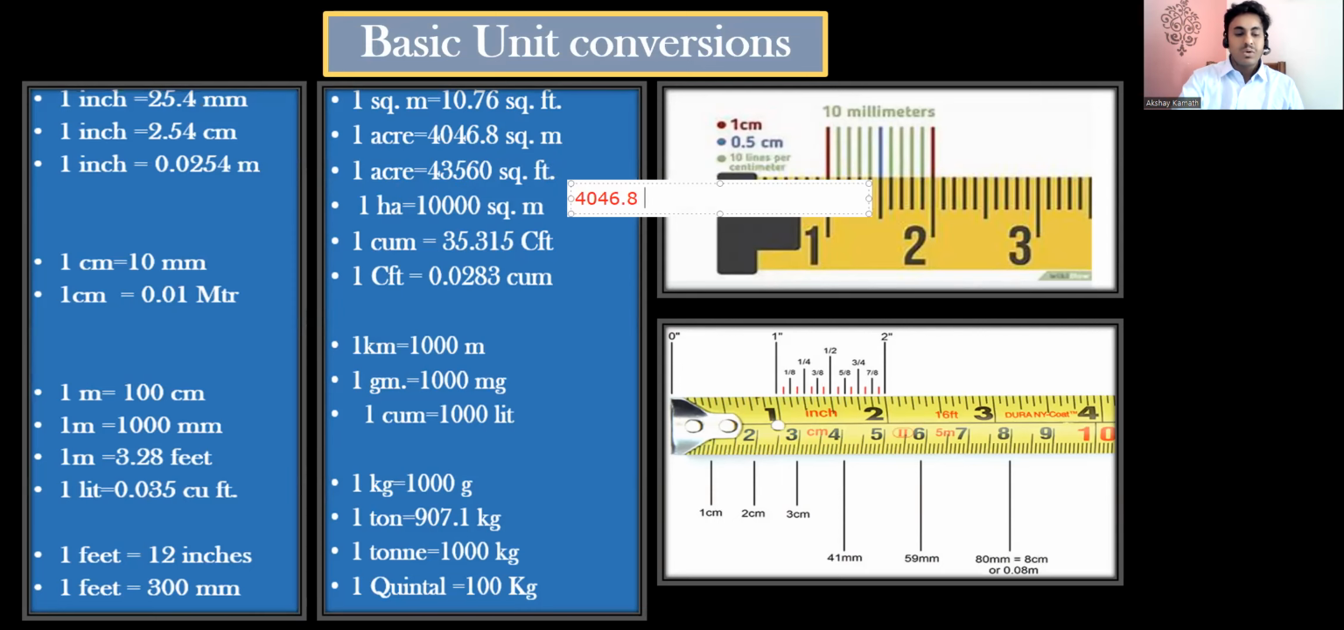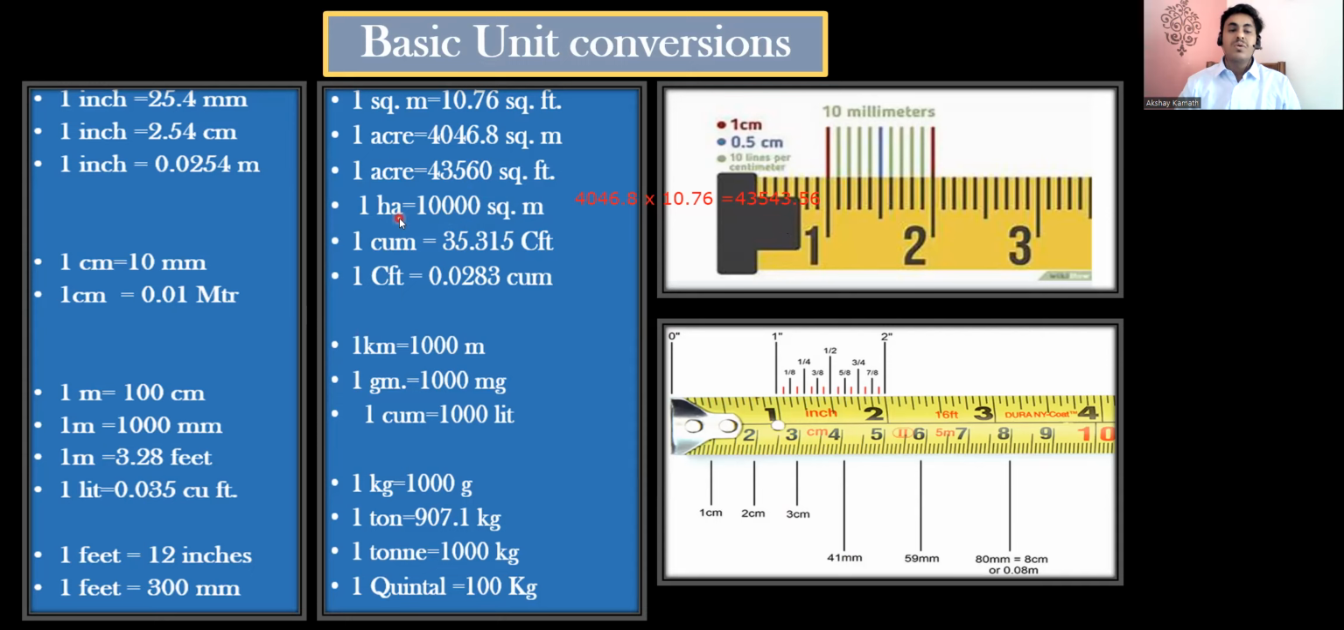4046.8, I want to multiply in terms of square feet, so I'll multiply by 10.76, and I'm getting the answer 43543.56. And you can see here, I'm getting the same thing, right? They have written 43560. Actually, the answer should be 43540. They might have taken another 17 units extra. It's okay, right? Next, 1 hectare is equal to 10,000 square meter.